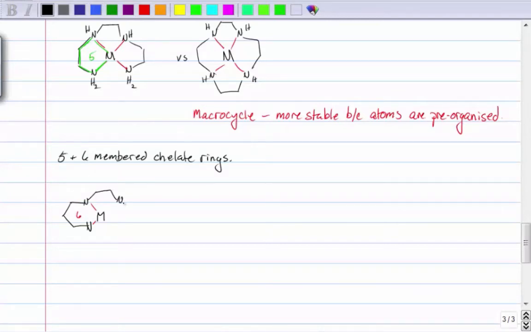And a lot of the times you'll find that there's mixed rings, like in this ligand I'm drawing here. Something where you have a mixture of 5 and 6 membered chelate rings. So you'd have 6 here, 5, and 5.